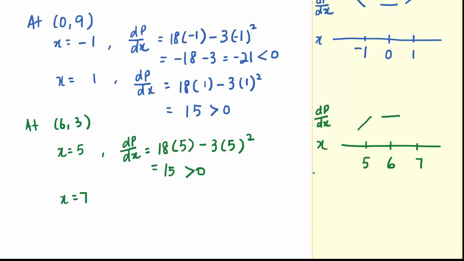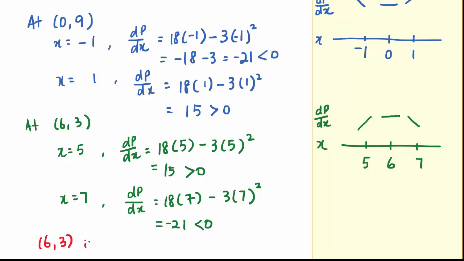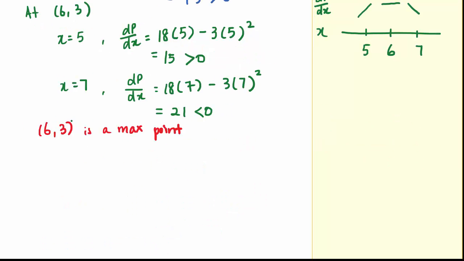Next, let's test the other point at x equals 7 on the right of the stationary point. dp/dx, the slope of the product, equals 18 multiplied by 7 minus 3 times 7 squared. This equals negative 21, which is less than 0. It's a slope that is negative. By the first derivative test, (6, 3) is a maximum point. 6 and 3 are the two non-negative numbers that we are looking for. Hence, the smaller number is 3 and the bigger number is 6.